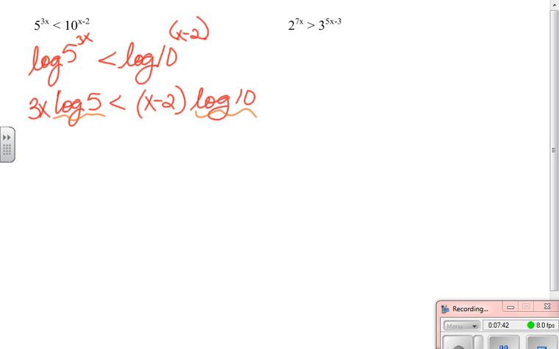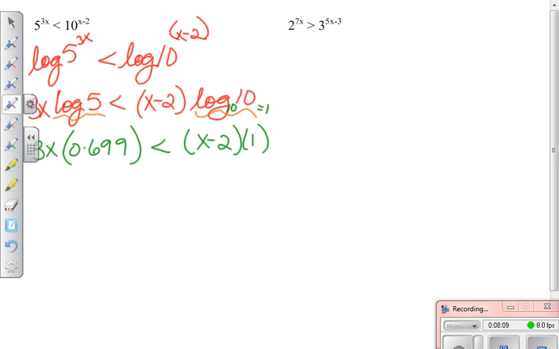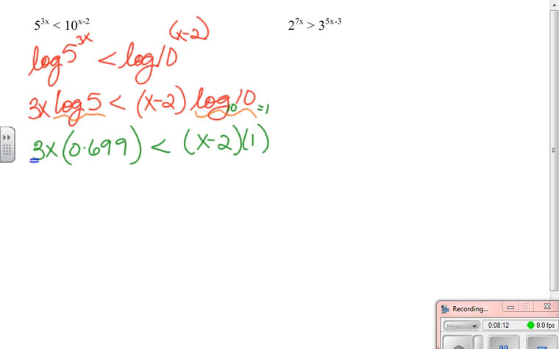So go to your calculator, and what you see is that 3x, the log of 5 is 0.699. That is still less than x minus 2 times log base 10 of 10. That's one of our properties. Remember, that equals 1. So times 1 here, which really means times nothing. So I am still combining like terms, so I have a coefficient 3 and I have a constant term there. So I have 2.097x is less than x minus 2.